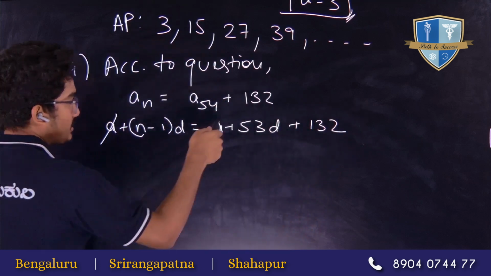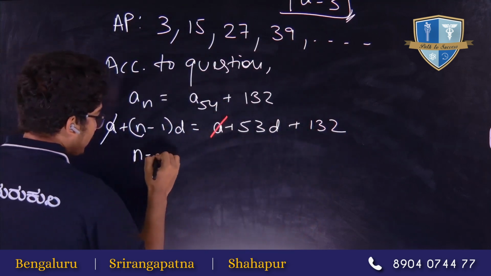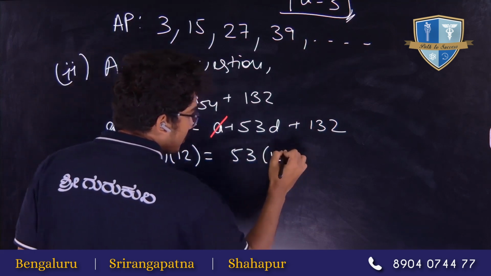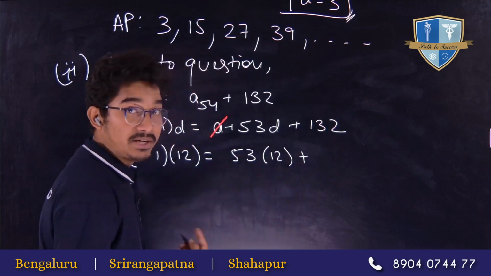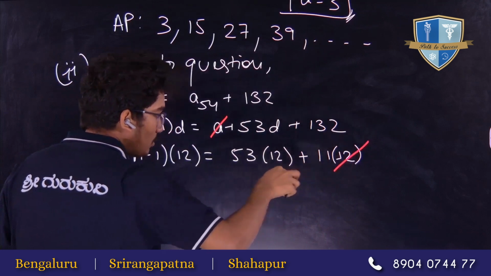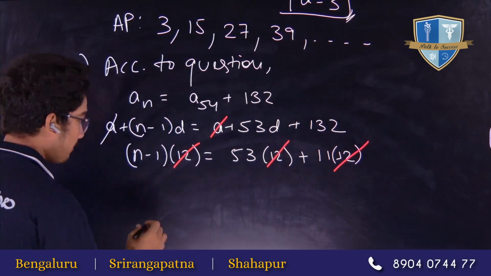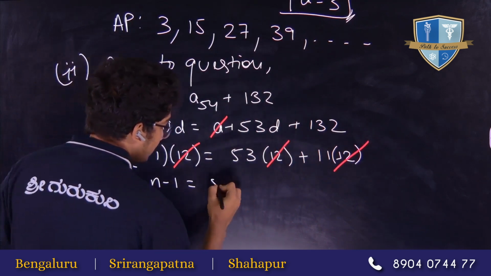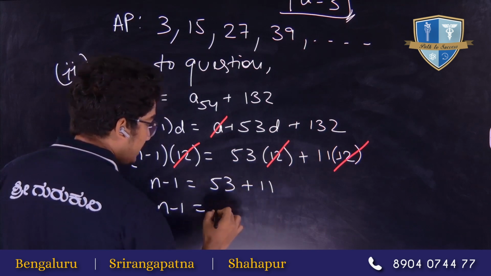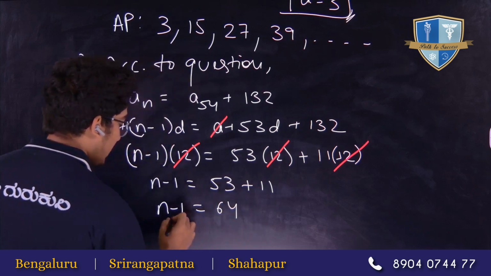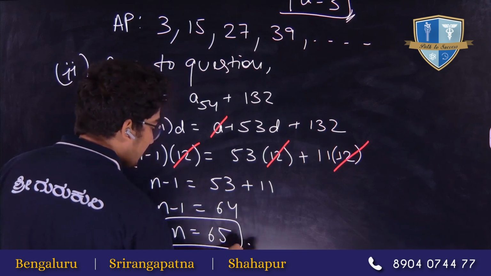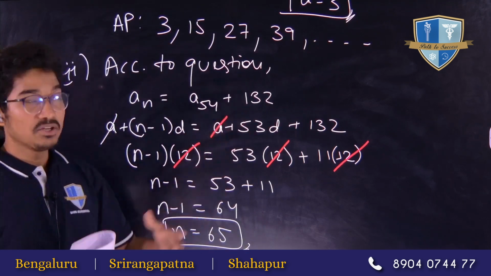Now the a on both sides will cancel out. So (n minus 1) into d, where d is 12, equals 53 into d, where d is 12, plus this is 11 times 12. So see, 12 is everywhere, we can cancel out 12. Now our calculation becomes easier. So n minus 1 is equal to 53 plus 11, which will be 64, and this will go to the other side, so n will be equal to 65. So there is a 65th term. The 65th term is 132 more than the 54th term.